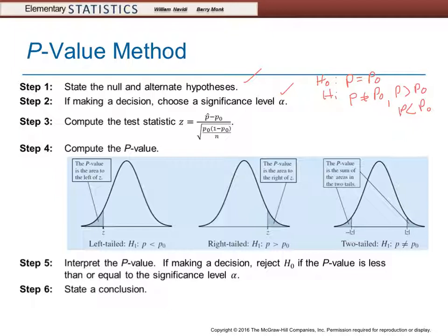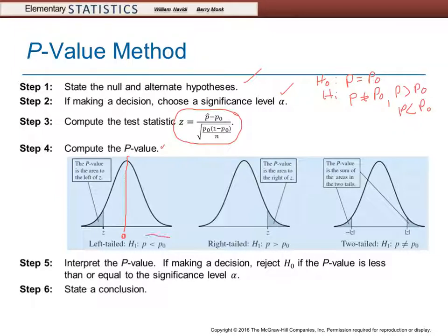Then we compute the test statistic, and here's the calculation by hand. z is equal to p hat minus p naught divided by the square root of p naught times 1 minus p naught divided by n. And then we compute the p-value, and we put it on the standard normal curve to find out how many standard deviations p hat is away from p naught, and then we calculate a p-value area.